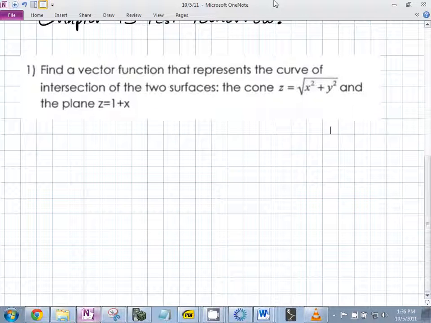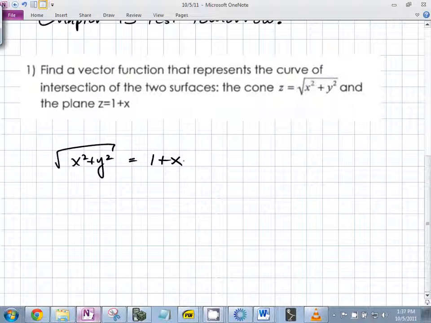Find a vector function that represents the curve of intersection of the two surfaces, the cone and the plane. So what might we do first? Set them equal to each other. I assume you mean this equals 1 plus x. Find a vector function that represents the curve of intersection of the two surfaces. Are we done?